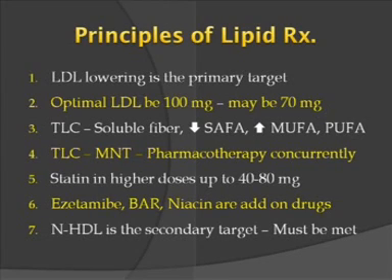TLC, medical nutrition therapy plus pharmacotherapy, has to be applied concurrently to decrease the CMR as early as possible. Do not wait for the MNT to act, lose time, and then start the pharmacotherapy in people who have high risk. Statin in higher doses, up to 40 and 80 milligrams, may have to be used. Ezetimibe, bile acid resins, niacin are add-on drugs.